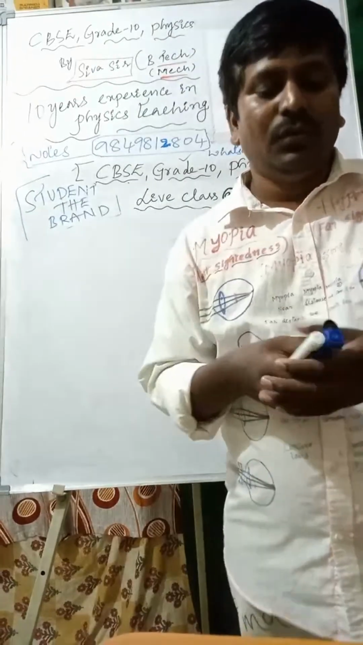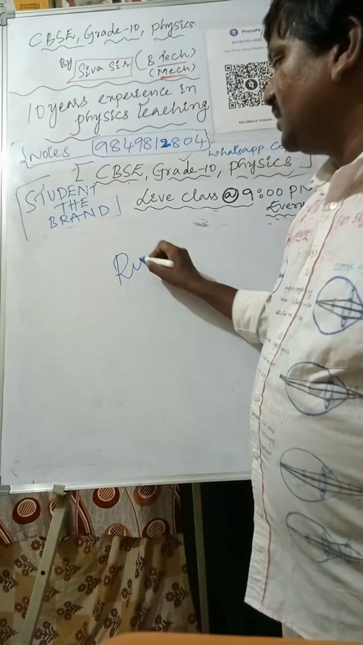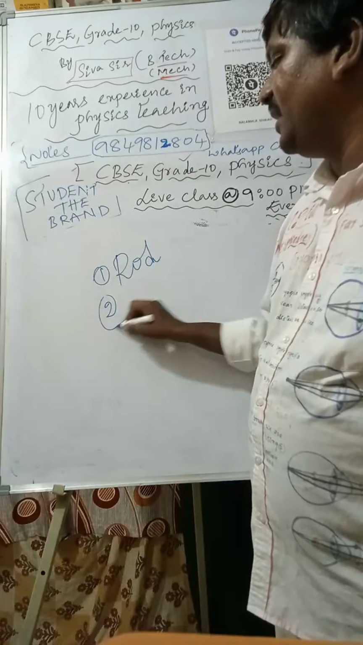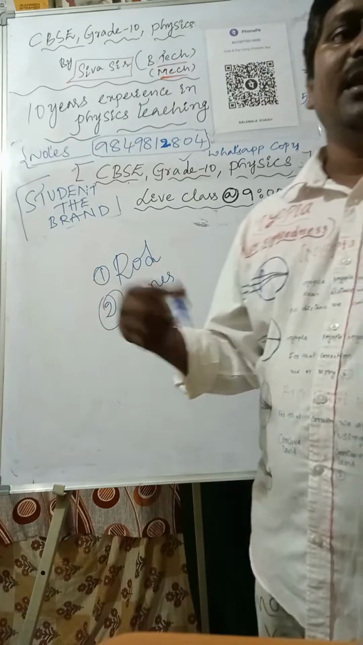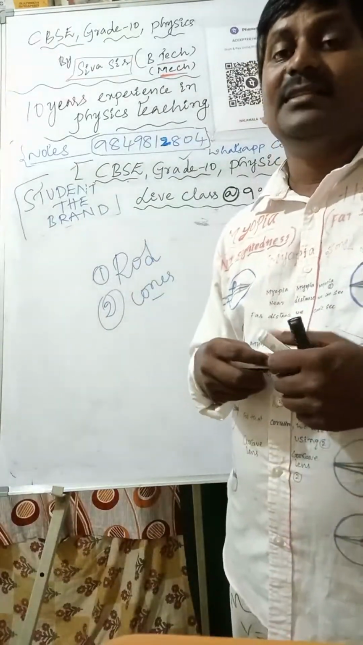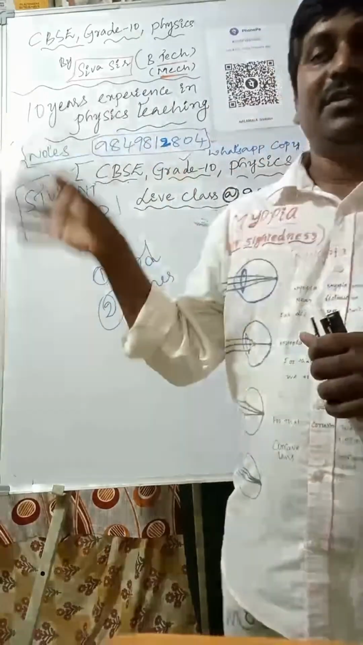Next, in the retina there are two light-sensitive cells, rods and cones. Rods sense the intensity of the light and cones sense the color of the light. If more rods are there, we are able to see during night time also. An owl can see at night time. So night vision it has.